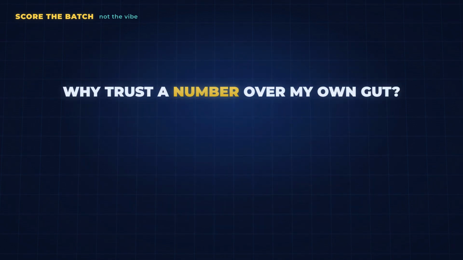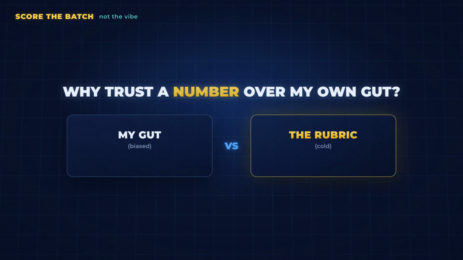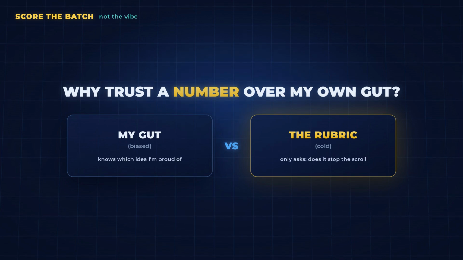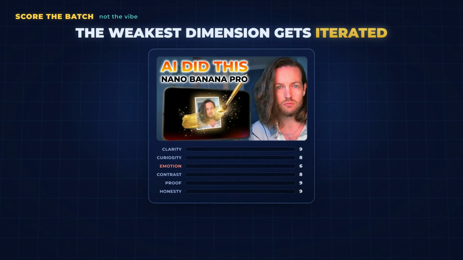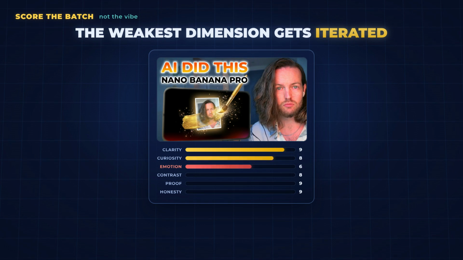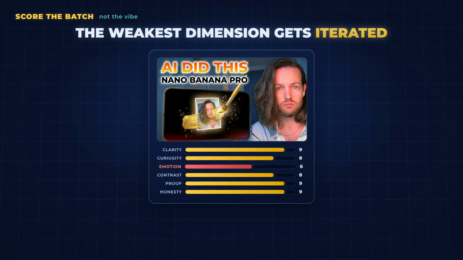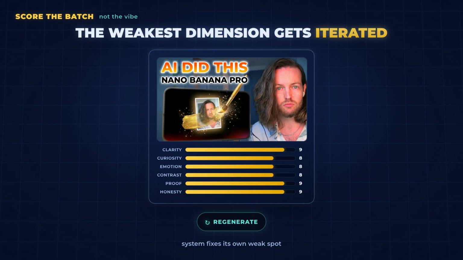And here's why I actually trust a score more than my own gut on this one specific thing. I look at my own thumbnails all day, every day, so I lose the ability to see them the way a stranger scrolling their feed at 11 at night sees them for half a second. A cold rubric doesn't have that bias. It doesn't know which idea I'm proud of. It just asks, does this actually stop the scroll?